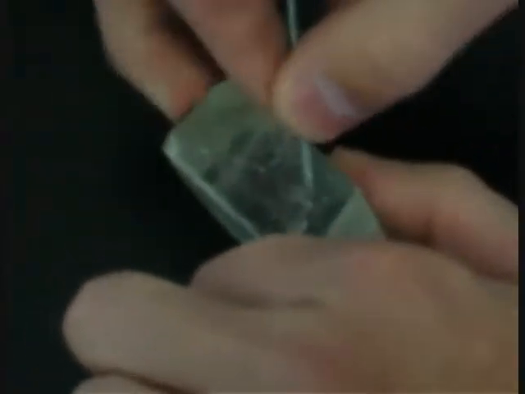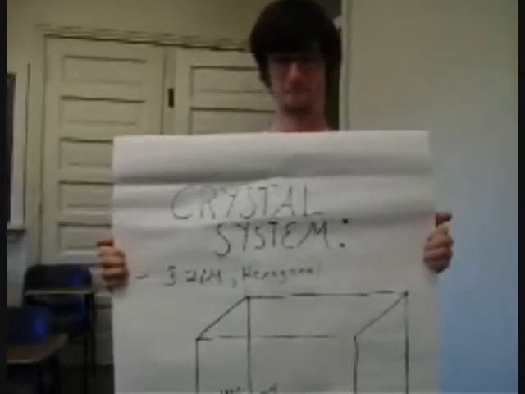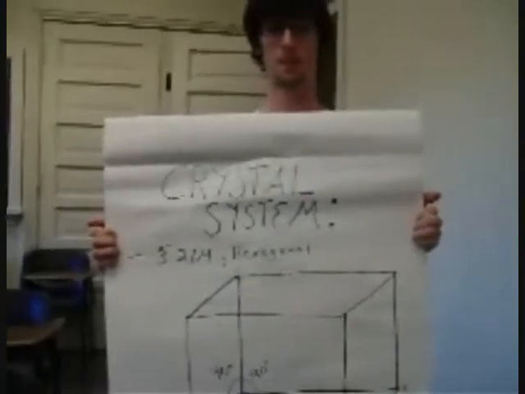Next, we have a hardness scale. The scale of 3, this should be scratched by the nail. There you can see, it is scratched by the nail. Pretty awesome. The crystal system of calcite is bar 3 2 over m, hexagonal.